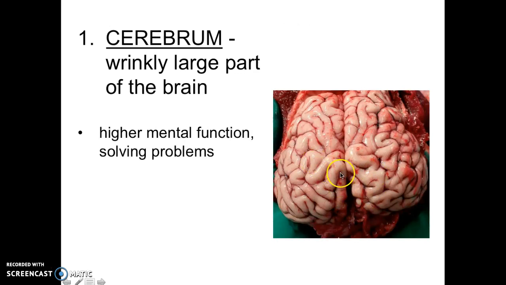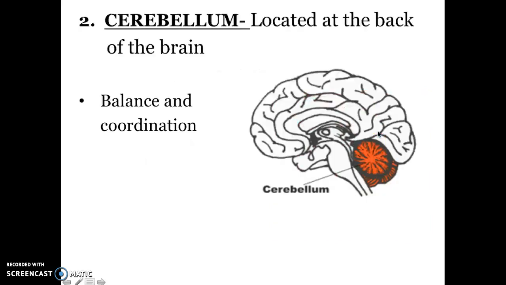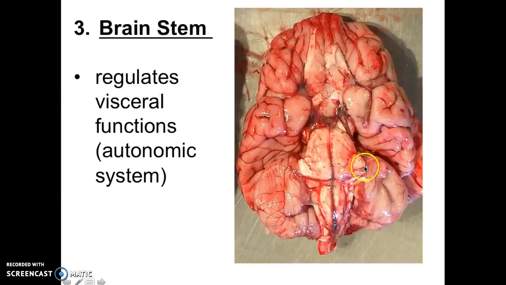So again, your cerebrum is the wrinkly, large part of the brain. So these are all your lobes. This is where you find higher mental function and problem solving. The cerebellum is located in the back of the brain, and it's for balance and coordination. So this here is your cerebellum. When you cut it in half, it looks like a tree, and it's called the arbor vitae. You'll see that during the dissection.